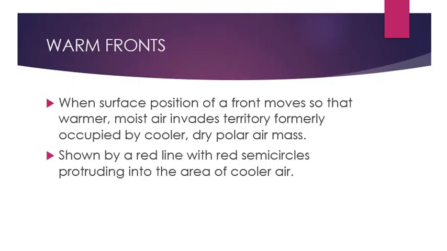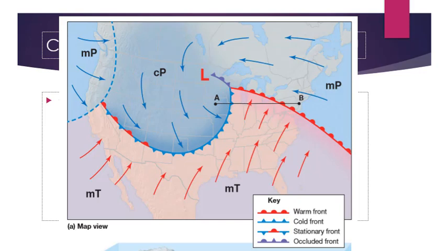Okay, now you can see here that when the surface position of a front moves so that warmer, moist air invades the territory formerly occupied by the cooler, dry polar air mass, I will show you a symbol used for this. We have the red one with semicircles. That is the symbol used for warm front. And then for here, we have triangles and blue ones, cold front. If you have alternating blue triangle and then red semicircle, you have stationary front. And then for this, the purple one, we have occluded front. So those are the symbols used.